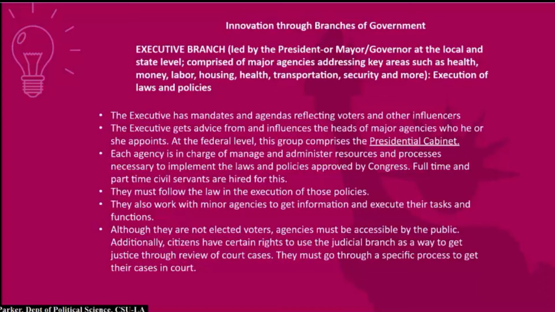Although they are not elected by voters, agencies must be accessible by the public. Additionally, citizens have certain rights to use the judicial branch as a way to get justice through review of court cases. They must go through a specific process to get their cases in court.